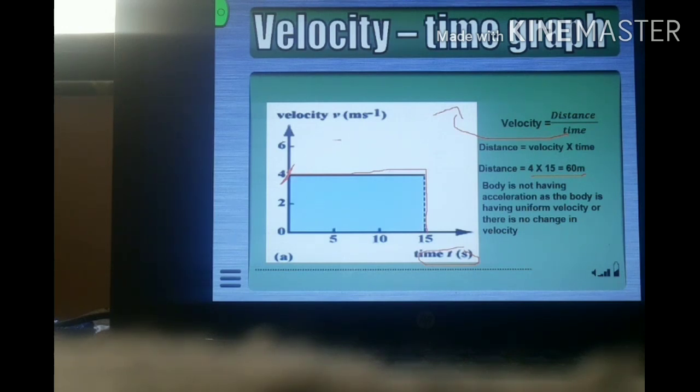The body will not be accelerating. Why is it not accelerating? Because acceleration is the change in velocity with respect to time. But over here velocity is not changing, it is constant. So acceleration will not be taking place, and the velocity is said to be constant, so it is said to be uniform velocity. The object is moving with uniform velocity.